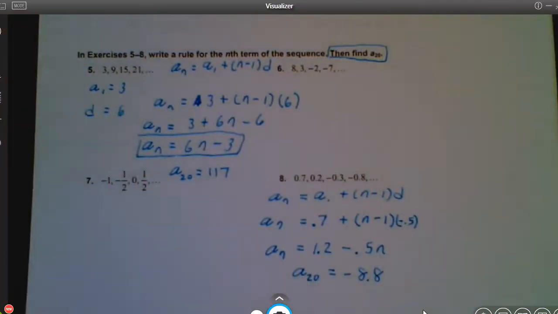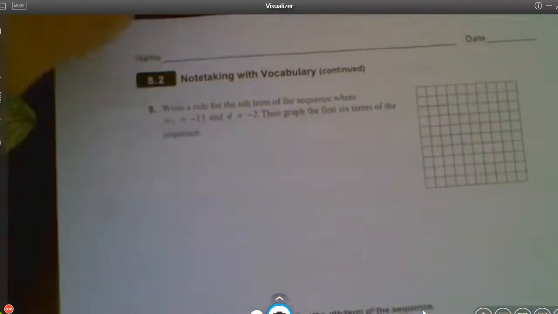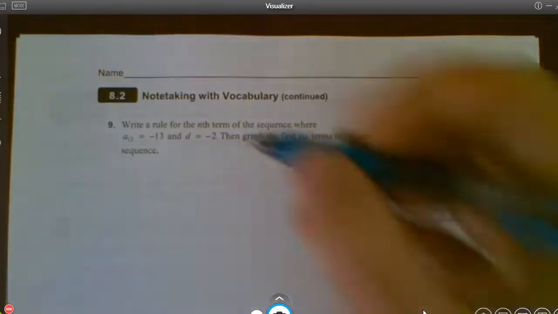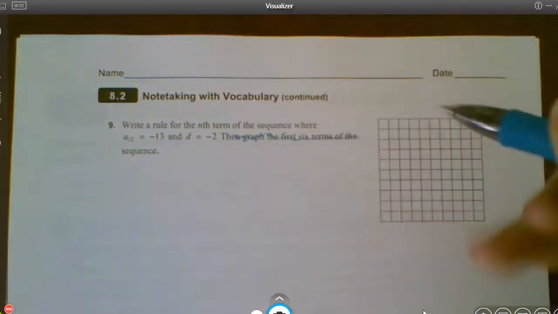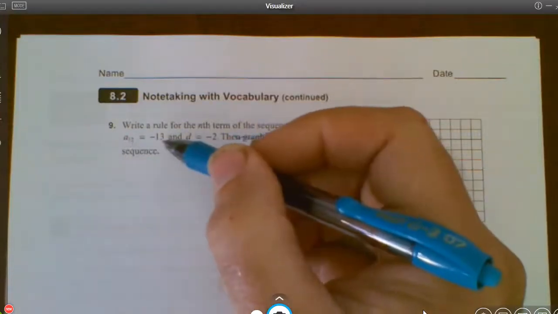All right, I'm going to flip this over. Corner number 9. We are not graphing these, by the way, so if you get any in the homework that ask you to graph, you don't have to graph. We're not graphing these. So on this one, they're telling me that the 12th term is negative 13.